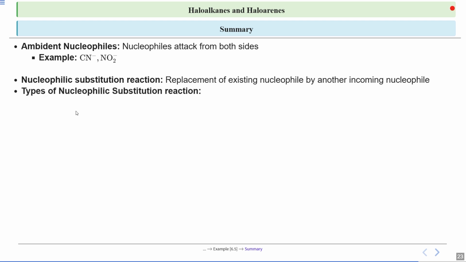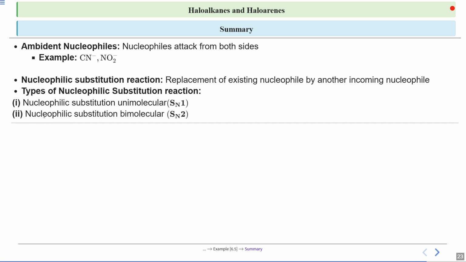There are two major types of nucleophilic substitution reaction. The first is nucleophilic substitution unimolecular, which you can also call SN1, whose rate of reaction is first order. And there is nucleophilic substitution bimolecular, that is SN2, whose rate of reaction is second order.